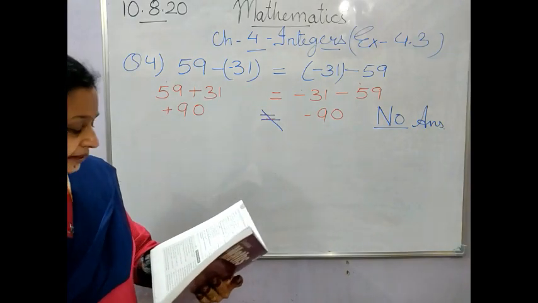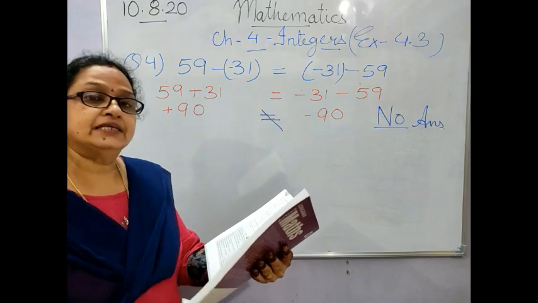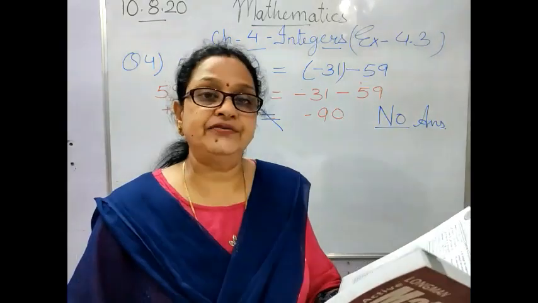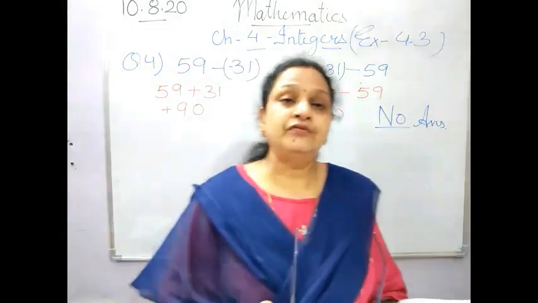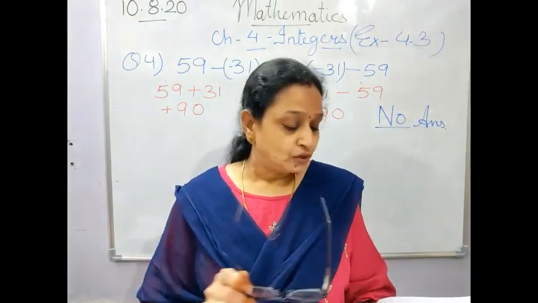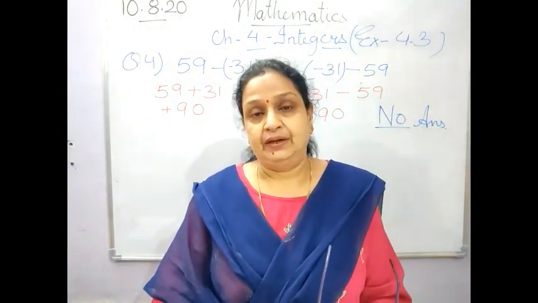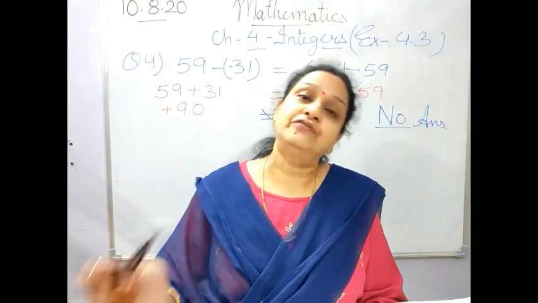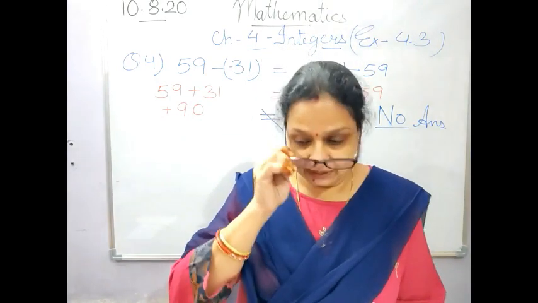Then question number 5. The sum of two integers is minus 186. If one of them is 95, find the other. In this, the sum of two integers is given. Sum means the answer of addition. So the sum of two integers was given and one of the integers is given. The other you have to find out. That means if you subtract the other integer from the sum, you will get the required one. Isn't it? So we will do the same.